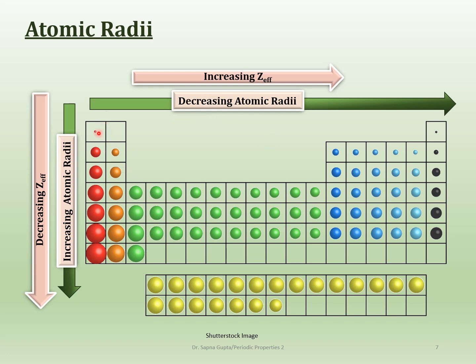So small, smaller, then boom, it gets larger, all right? Because you've added a new shell. Small, smaller, smallest, and then again, you added another shell, so it got larger. And then again, it gets smaller, smaller, smaller, and then again, you added another shell. So you can see the trend, okay?